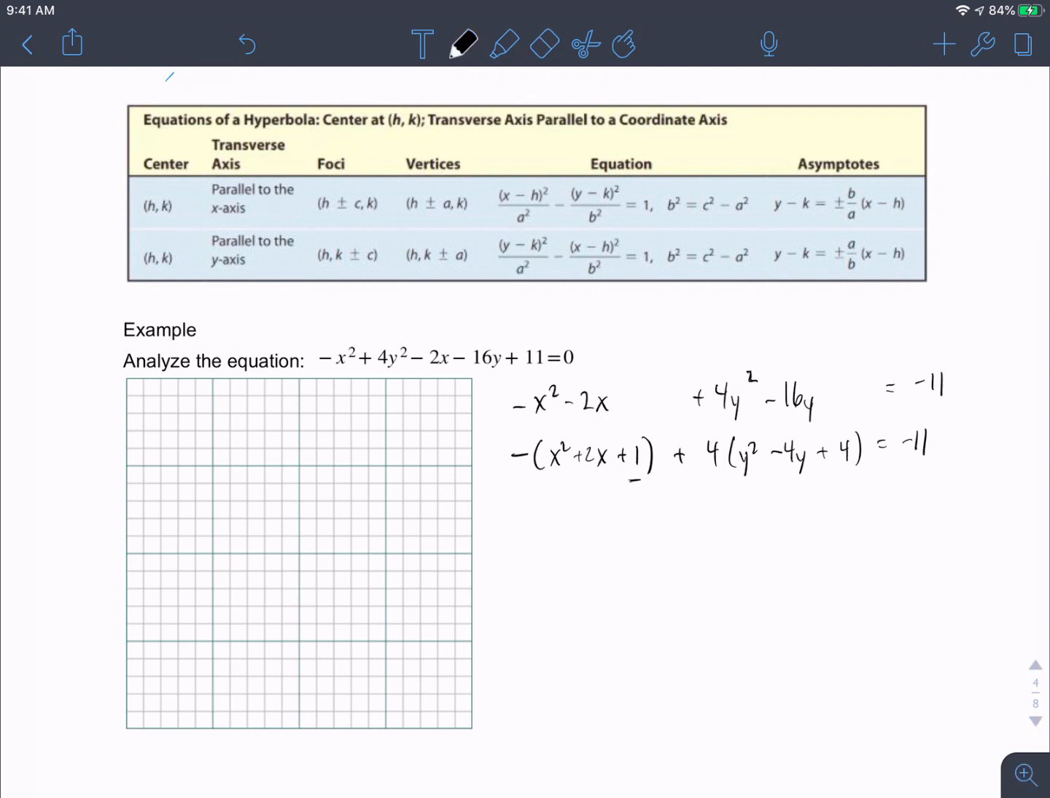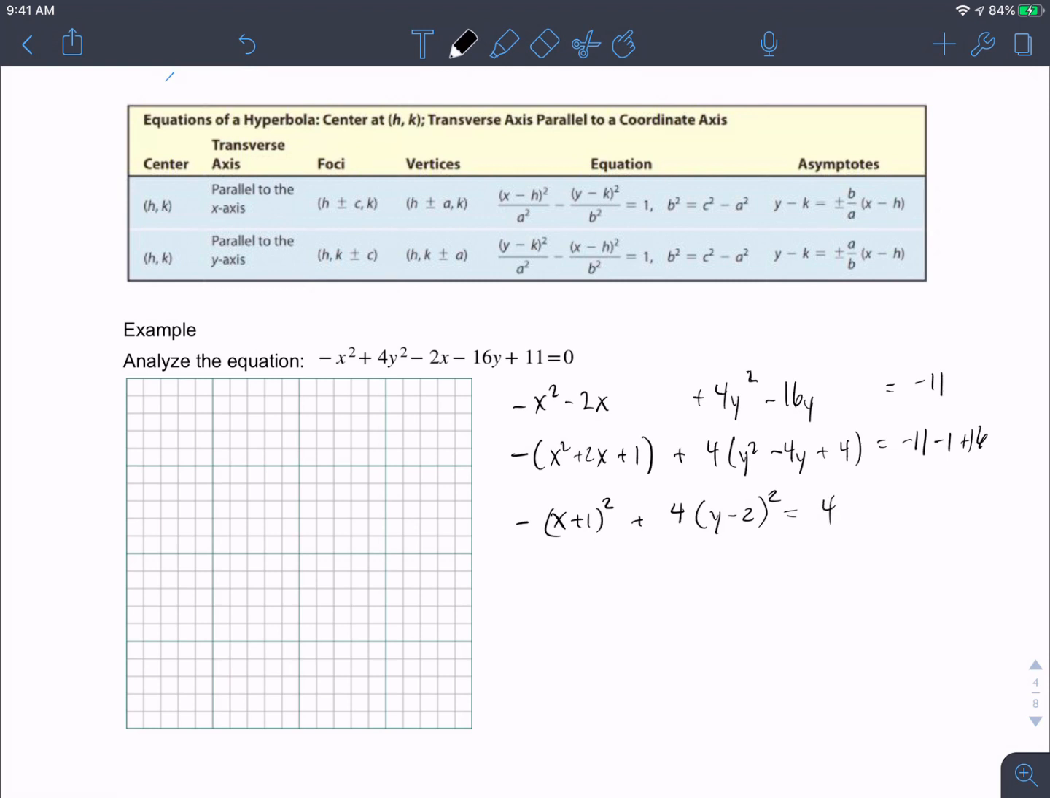Here I added a 1, but really what happened is I subtracted 1 because of the negative sign. So I'm going to have to subtract 1. Here, it looks like I added 4, but I'm multiplying it by a 4. So I'm adding 16 to that. Now, cleaning this up, this is going to be a negative x plus 1 quantity squared plus 4 times y minus 2 quantity squared is equal to a positive 4.